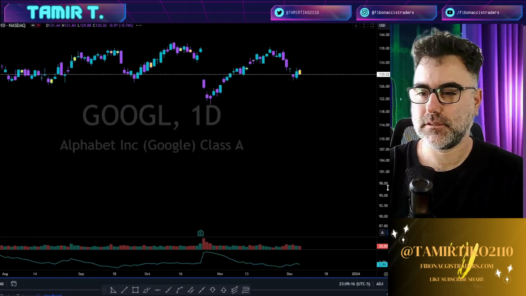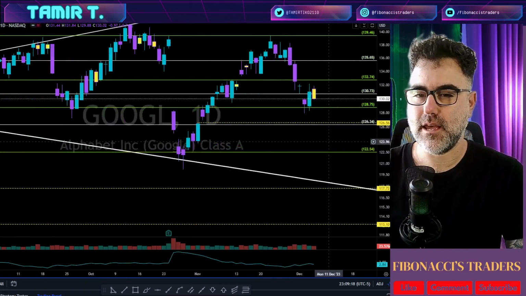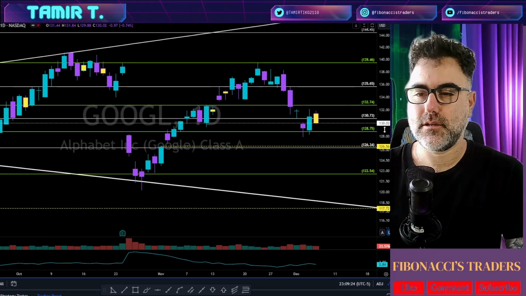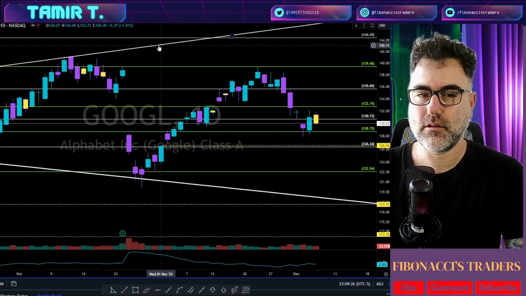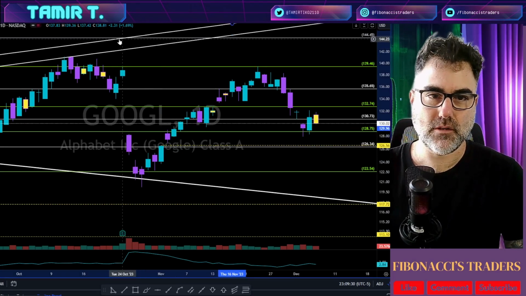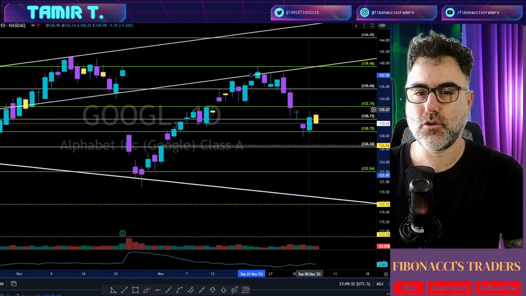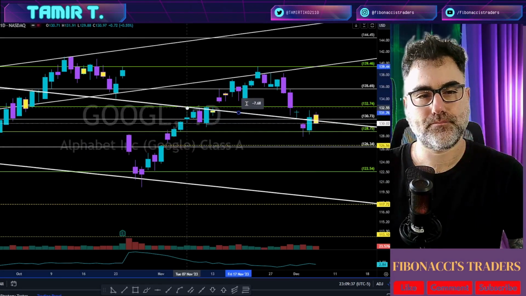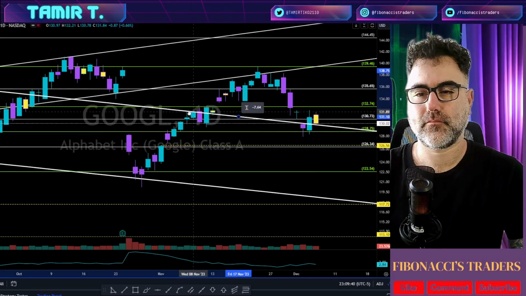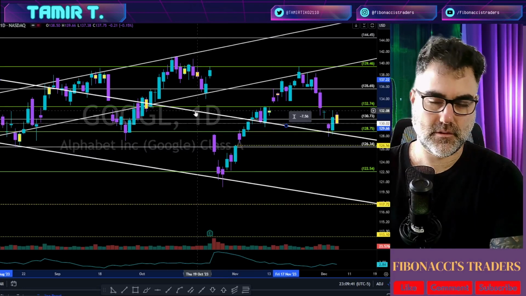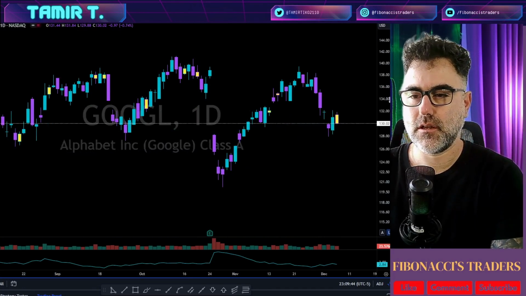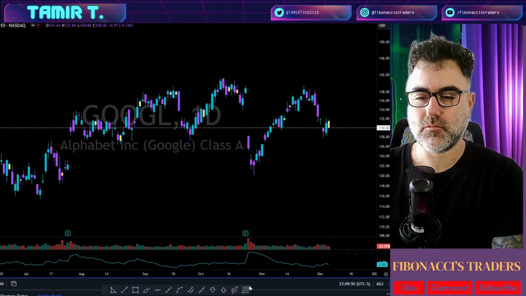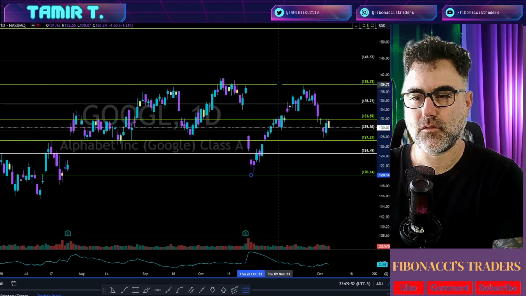Google, inside candle, inside day, which means market indecision. Market doesn't know what to do with Google. And if market doesn't know what to do with Google, we surely cannot decide what to do with Google. This line is not relevant. Let's clean the chart. So we need to wait and we need to see what Mr. Market is planning for Google.